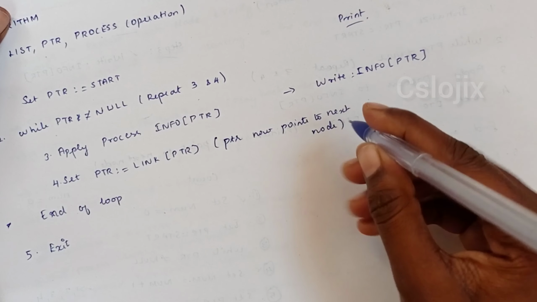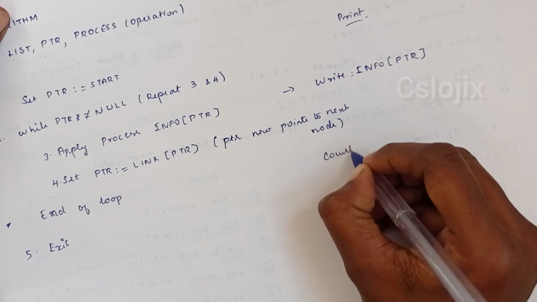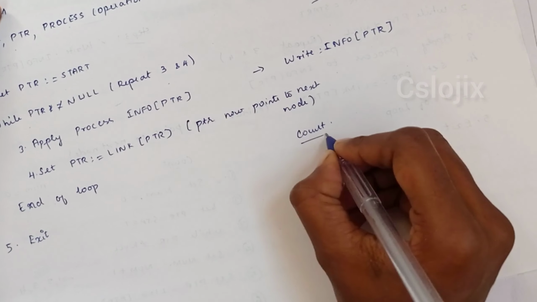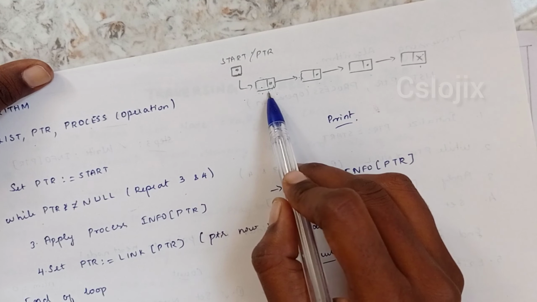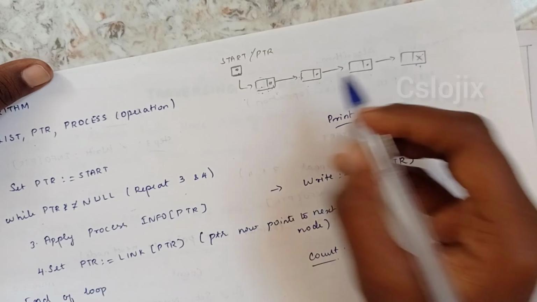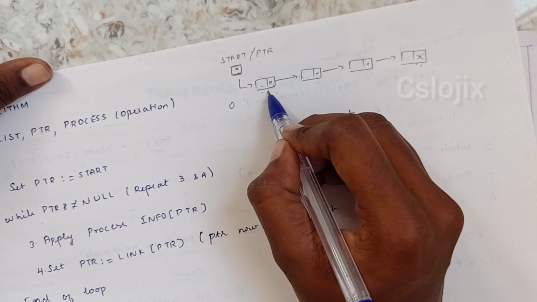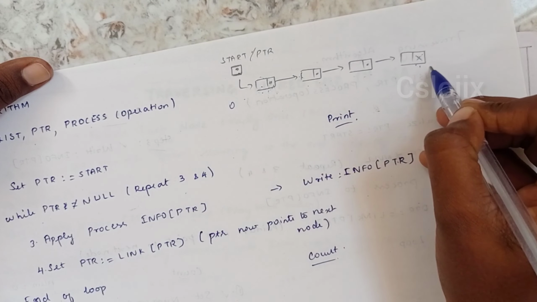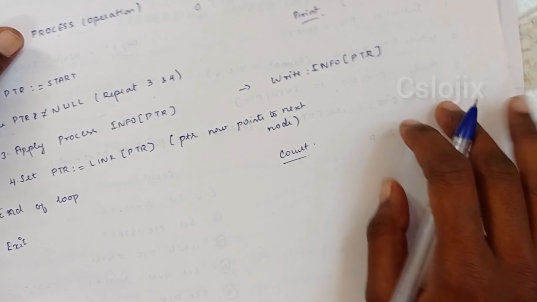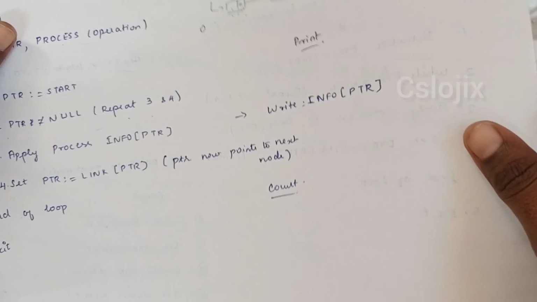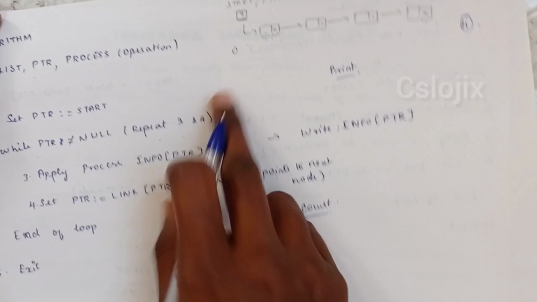So we are going to change just this step 3 alone to print all the nodes. Suppose you want to count all the nodes. To count, I'll start with 0. So start with 0, 0 plus 1 is 1, 2, 3, 4. So the number of nodes here is 4. So how do we count in the algorithm?